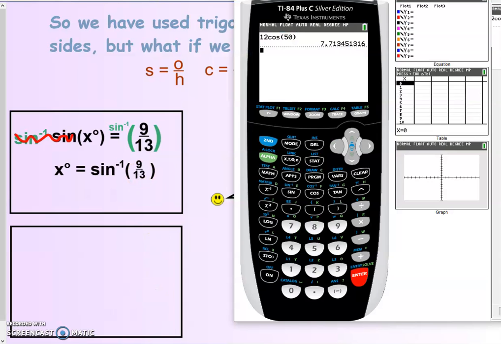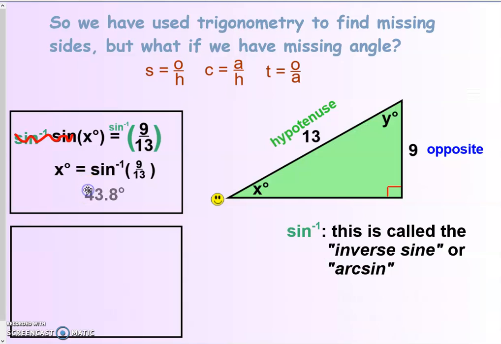So now we're ready for our calculator. We type it just the way we see it, the inverse sine. Now the inverse sine is its own button. It's that little blue button right above the sine button. So I hit second, inverse sine of 9 divided by 13, and that gives me about 43.8 degrees. So x is about 43.8 degrees. And that's my x. So that's how we use inverse functions to undo a function.